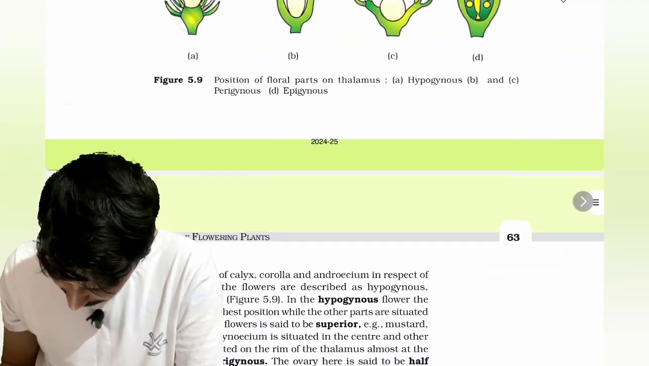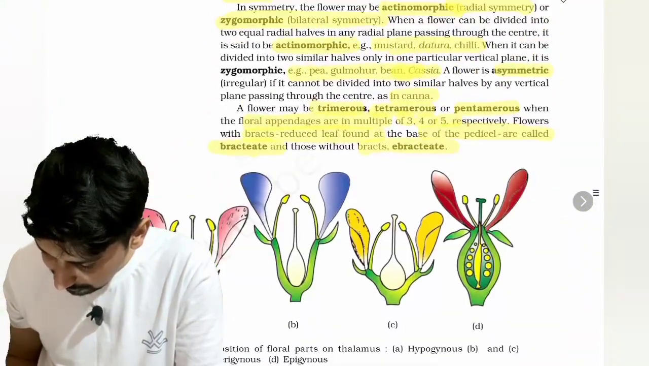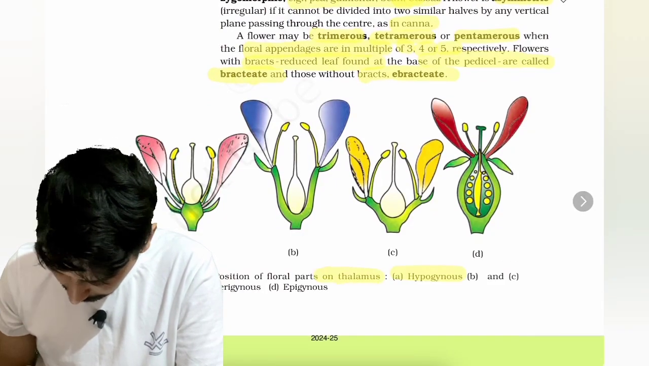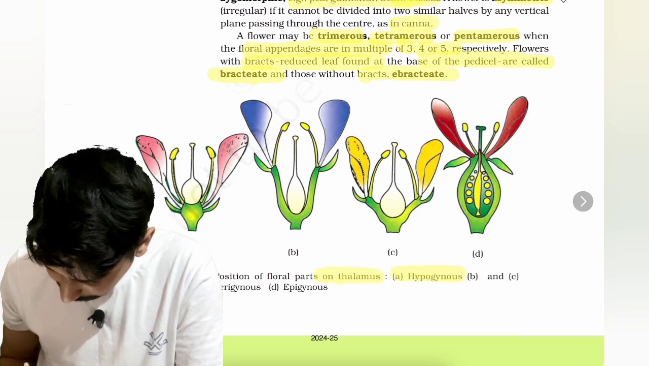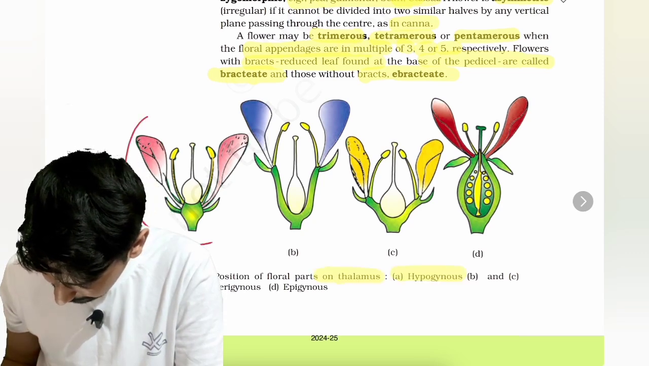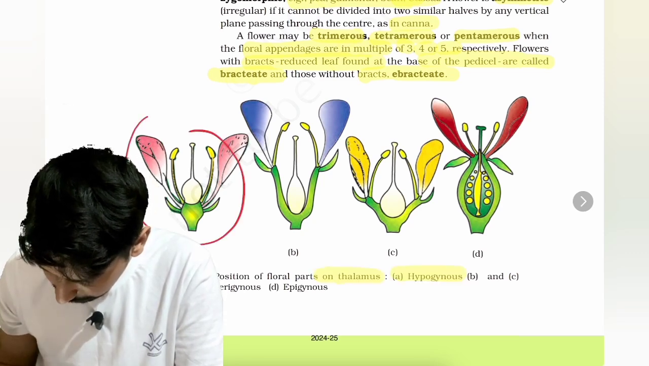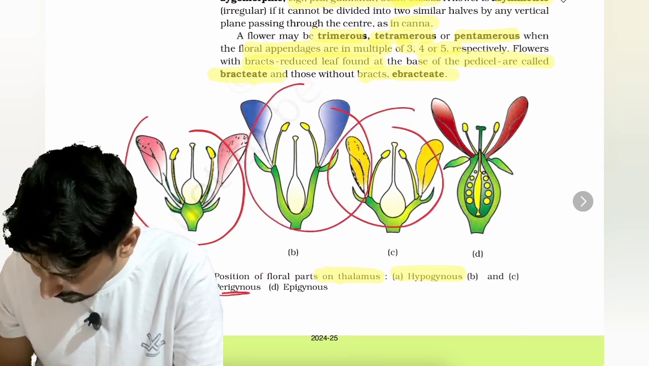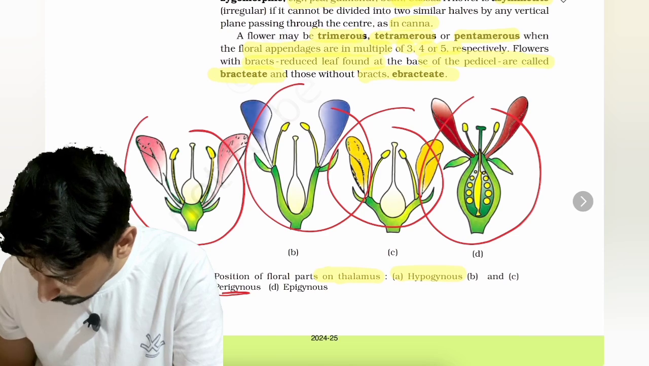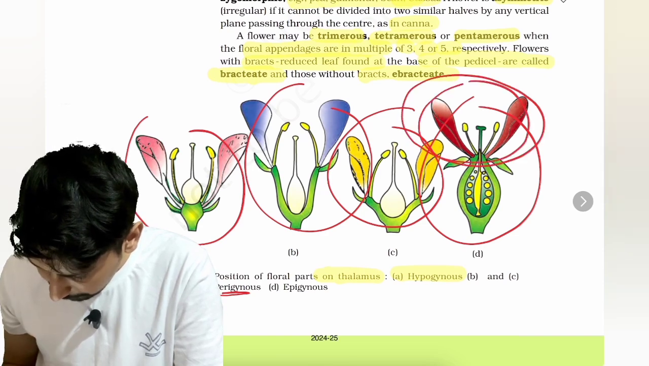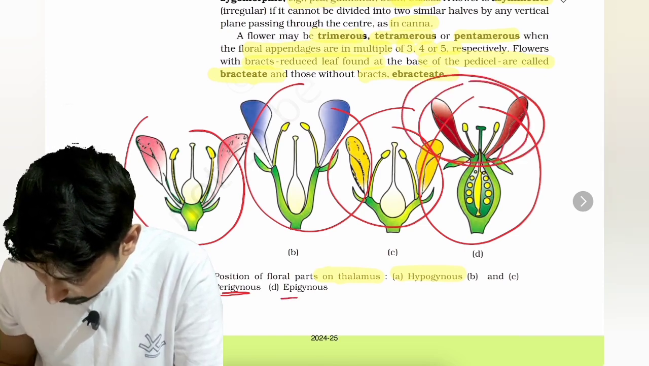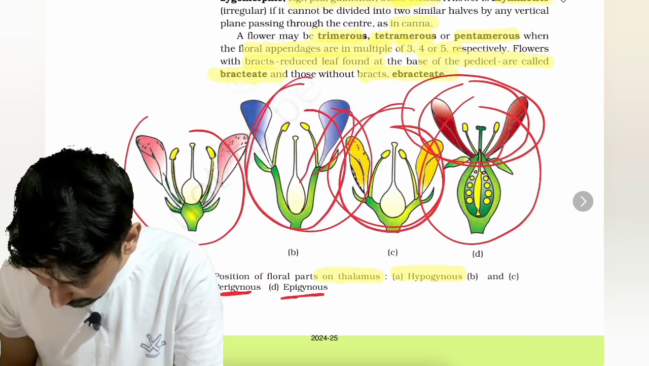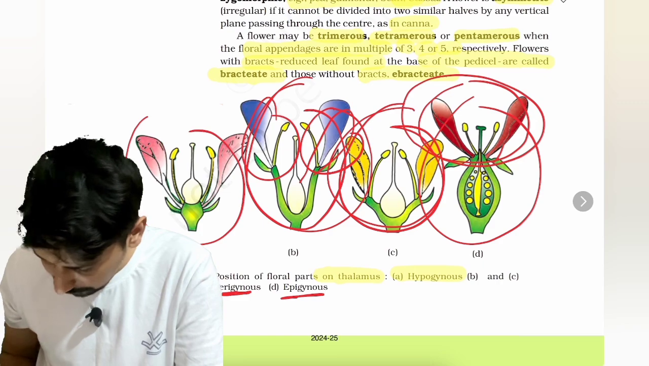You can see the position of floral parts on the thalamus. This is known as hypogynous type of flower, whereas this is known as perigynous. And this type of flower is known as epigynous. See here, all the parts are present above, up. That is known as epigynous. Perigynous means these petals and these parts are present above, right? Here all are present equally. That is known as hypogynous.